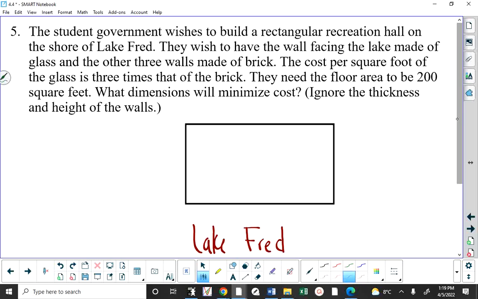We're talking here about this wall, which is glass, and the cost per square foot is 3 times the cost per square foot of all of the other stuff, which is made out of brick. When I talk about the cost per square foot, and I have to think here because I want to be able to show this on the camera as well.